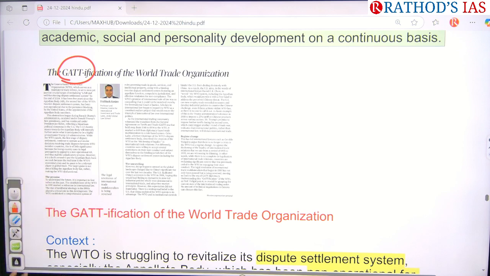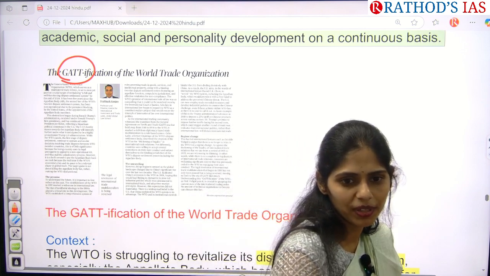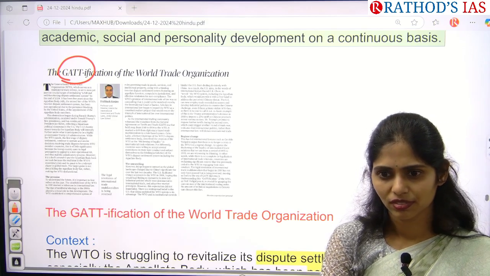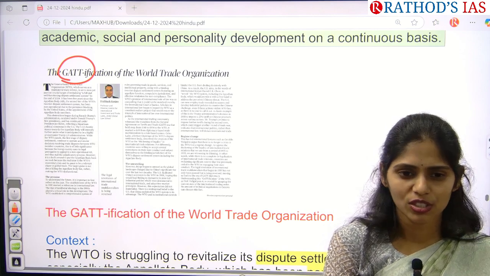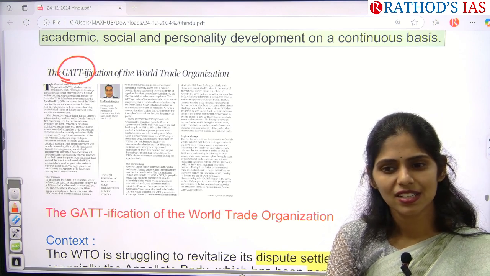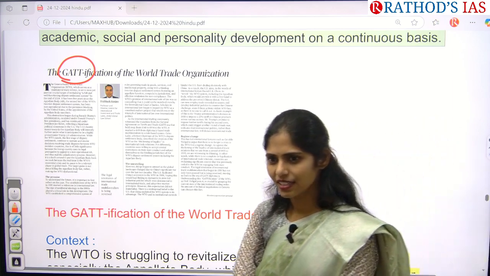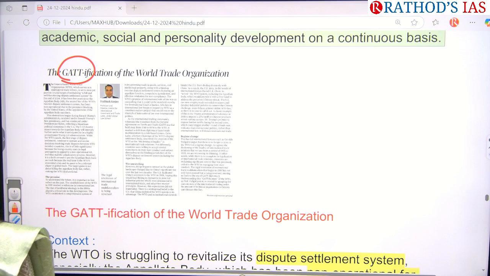So actually this article is saying that there is some problem in GATT, and we have to revive it. So tell me, what is this GATT? What do you know? Okay, to remove tariff barriers. Okay, so examples of tariff barriers? Import tax, export tax, customs duty, export duty.